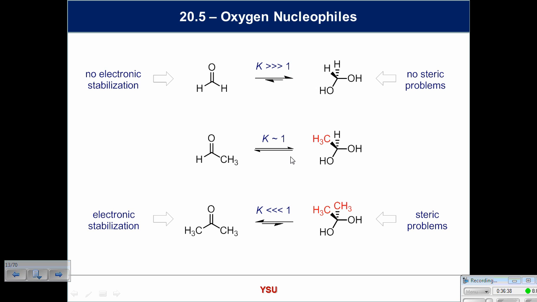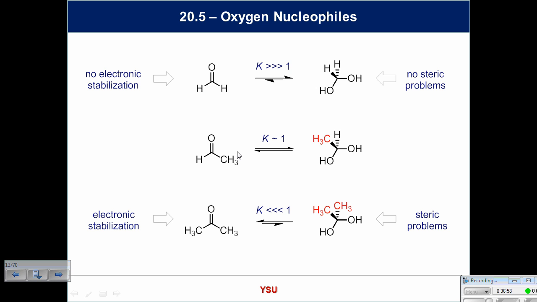Now move down to the middle one. Take off one of those hydrogens, replace it with a methyl group. What do you know about a methyl group versus a hydrogen? Give me some properties of a methyl versus a hydrogen. It's larger, it's bigger, certainly. What about its electronic characteristics? What can a methyl group do that a hydrogen really can't do? Push electrons in, electron donating.